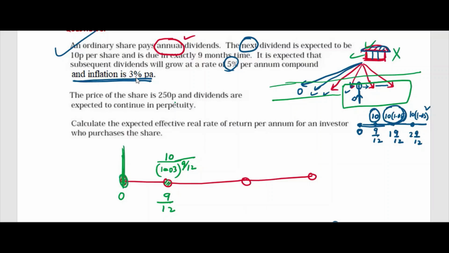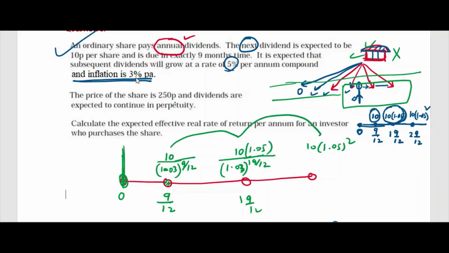From here to here it's 9 by 12, so you have to write this way. Then another year means 10 into 1.03. This is the real value, 19 by 12. This way you have to write. However, there is a growth also, you have to write that one here, 5% growth, and here 1.05 square, because from dividend to dividend there is growth. And inflation will come here because it's only 9 months.